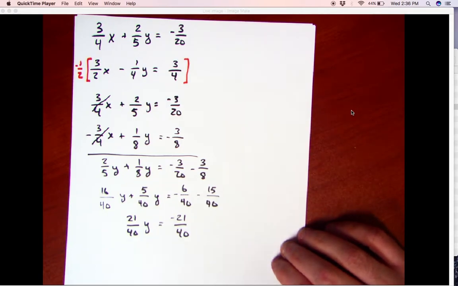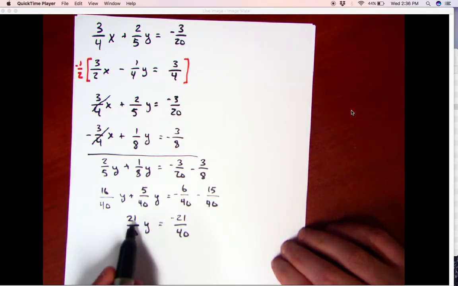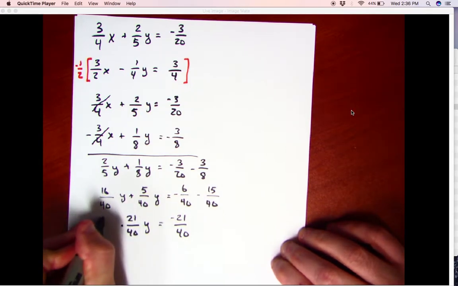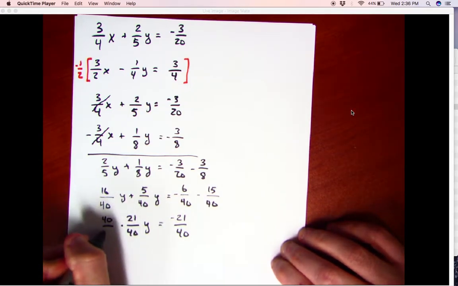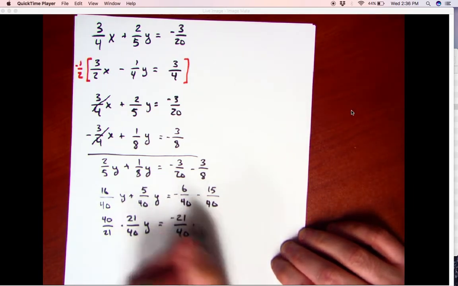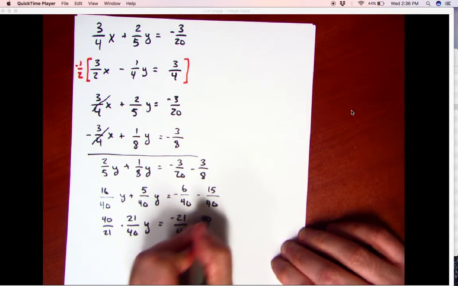Now we're getting somewhere. So in order to get y by itself, you can either A, multiply both sides by the reciprocal of 21 over 40, or you can divide both sides by 21 over 40. Since we're dividing fractions, the easiest thing to do is multiply both sides by the reciprocal, which in this case would be 40 over 21. So what we do to one side, we got to do to the other.